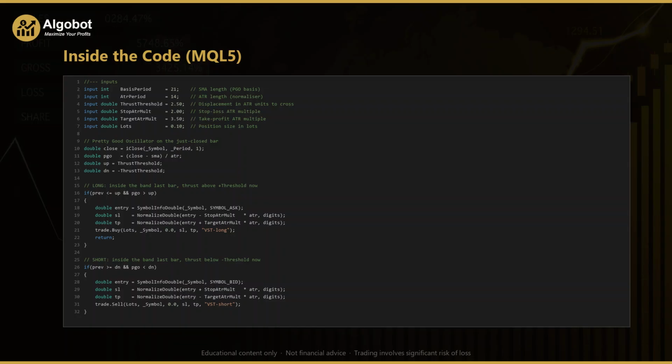The short block is the mirror image. If the previous value was at or above the negative threshold, and the current value is now below it, that's a fresh downward cross. Entry comes from the bid price. The stop is set 2 ATR above, the target 3.5 ATR below, and the code calls trade.sell. Notice both sides are fully symmetrical, and both attach protective levels straight away.